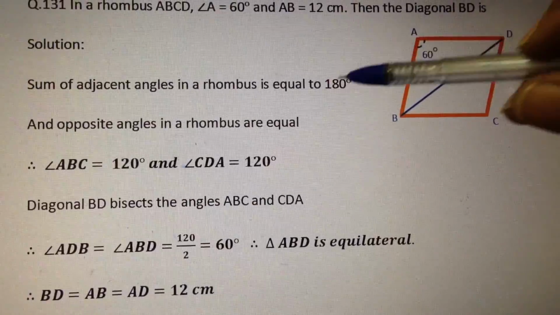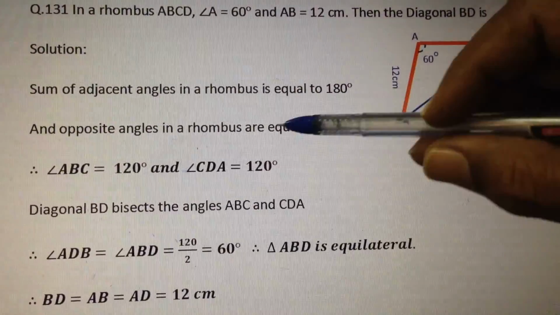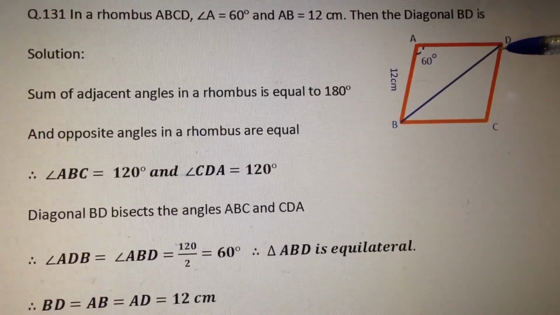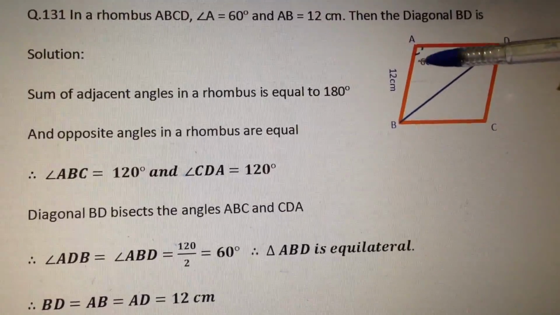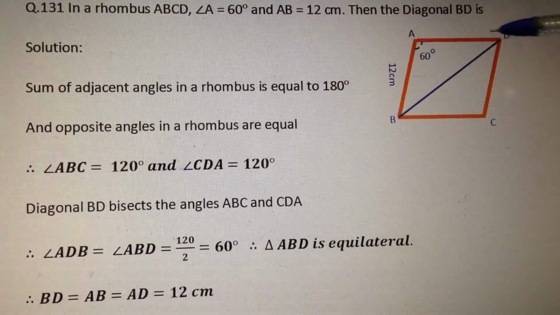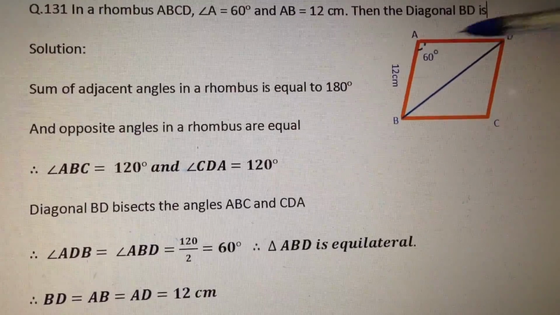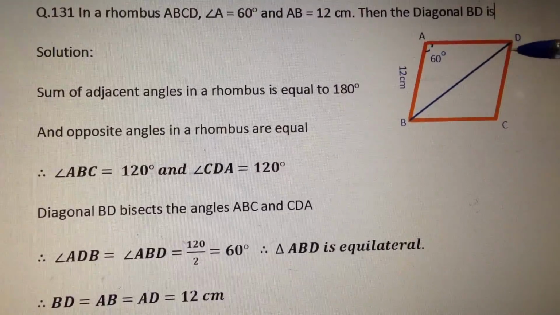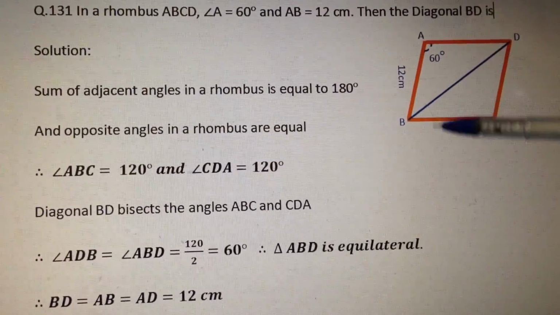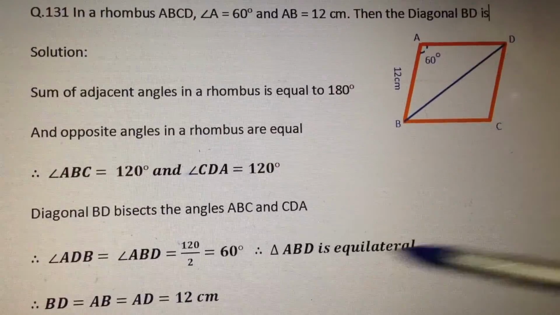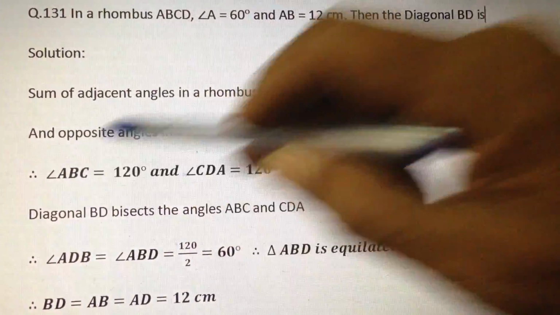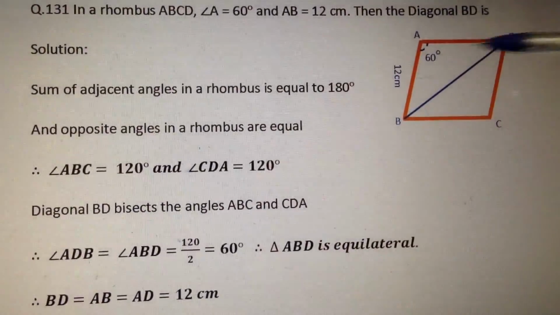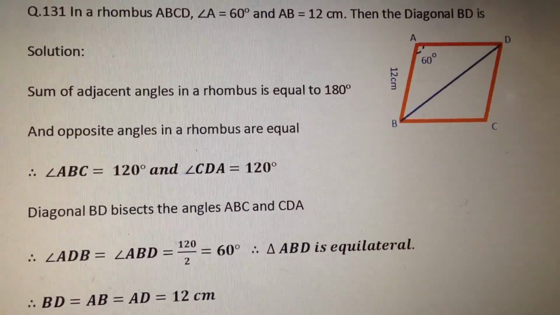Sum of adjacent angles in a rhombus is equal to 180 degrees. Therefore, angle D is equal to 120 degrees, because angle A is given as 60 degrees, so angle D is equal to 180 minus 60, which is 120 degrees. When angle D is equal to 120 degrees, angle B is equal to 120 degrees. Therefore, angle ABC is equal to 120 degrees and angle CDA is equal to 120 degrees.